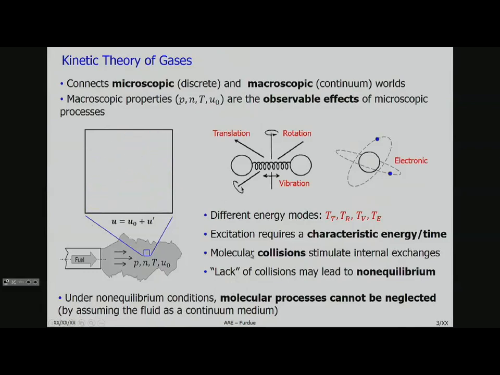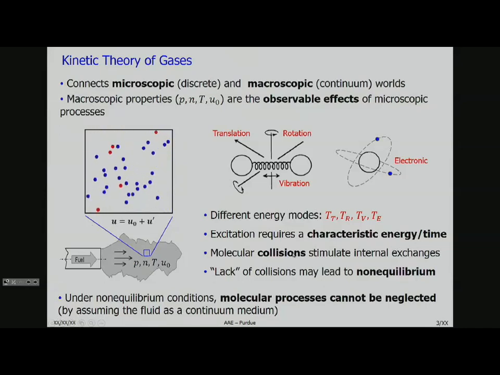And then one thing that's important is molecular collisions. They stimulate these internal exchanges. So when you have two molecules colliding, some sort of energy exchange is going to go on. They're going to obviously change their velocity, things like that. You can imagine any sort of collision, just like in the macroscopic world. Same thing happens in the microscopic world.